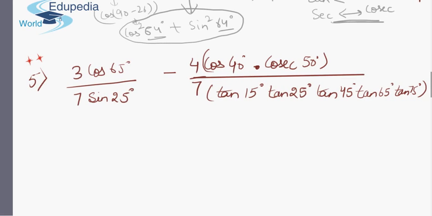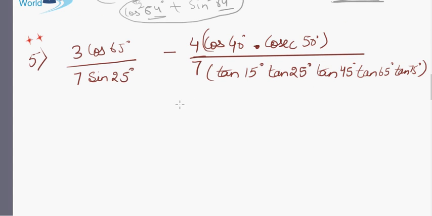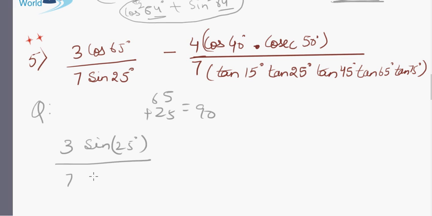The question says find this value. So let it be denoted by Q. For the first part, again 65 and 25 are complementary pairs. They add up to give 90 degree. So the first part will become sine of 90 minus 65, that is 25 degree. The second part is just sine 25 degree. It cancels, and the calculated value for the first part is 3/7.